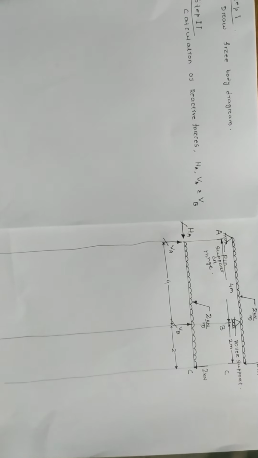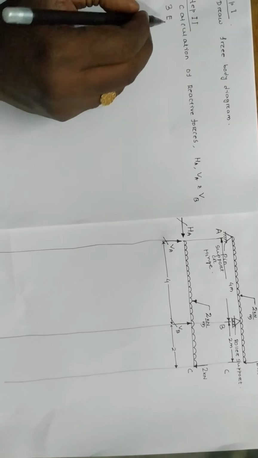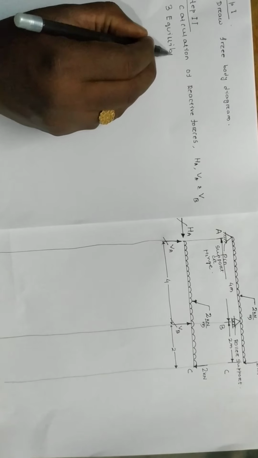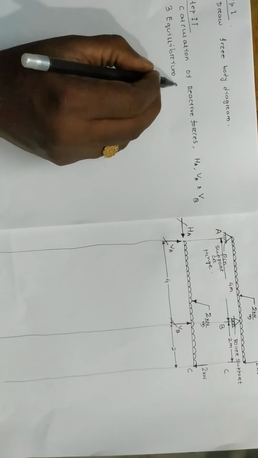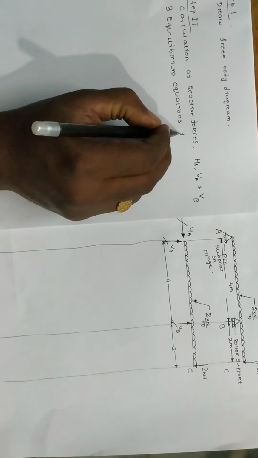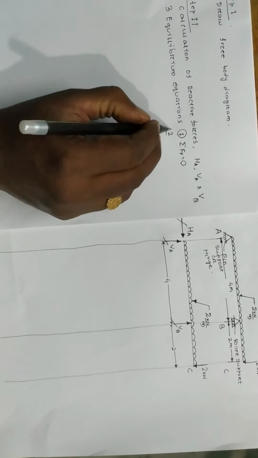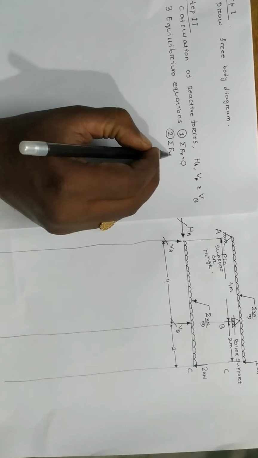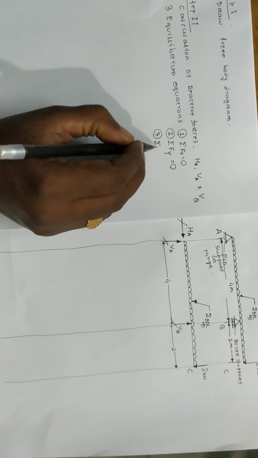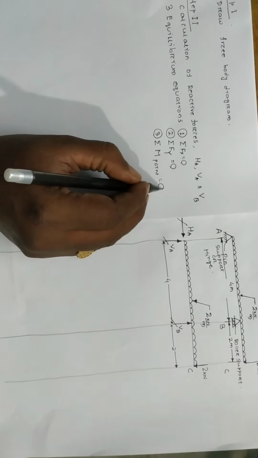And what are the equations? We have got 3 equilibrium equations, namely number 1, summation of Fx is equal to 0. Number 2, summation of forces along y direction, vertical direction, is equal to 0. Number 3, summation of moment about a point equals 0.